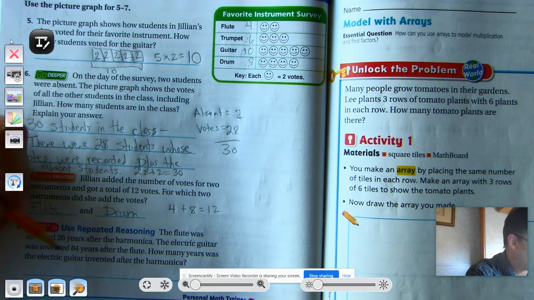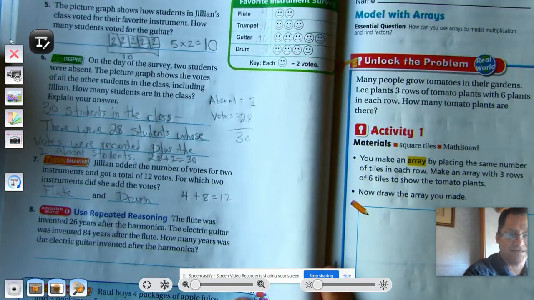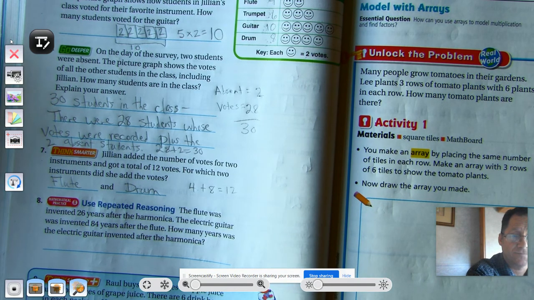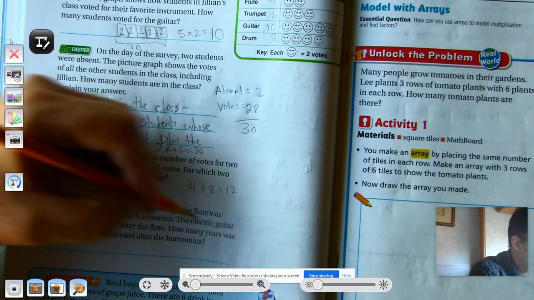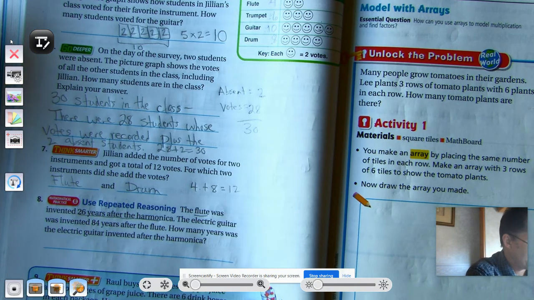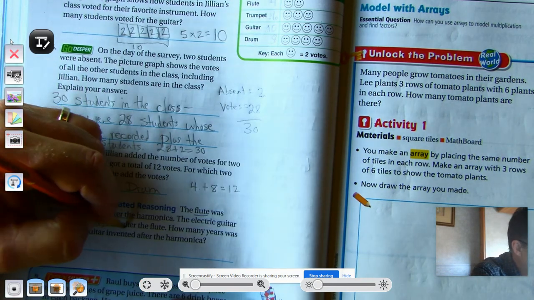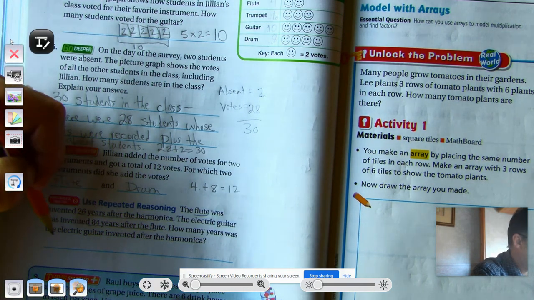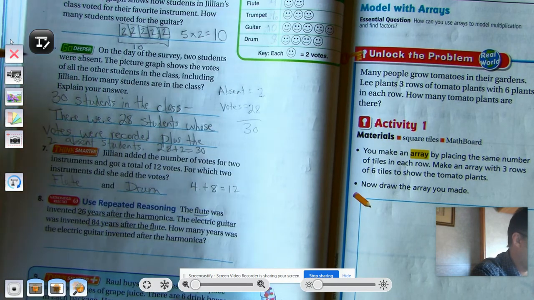Okay, the flute was invented 26 years after the harmonica. The electric guitar was invented 84 years after the flute. How many years was the electric guitar invented after the harmonica? Okay, so let's break this down. The flute, 26 years after the harmonica. The electric guitar, 84 years after the flute. How many years was the electric guitar invented after the harmonica?